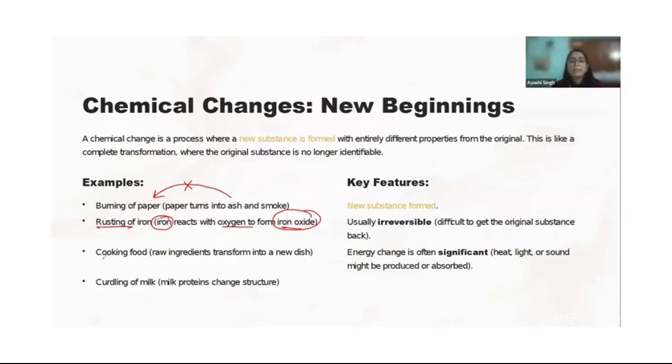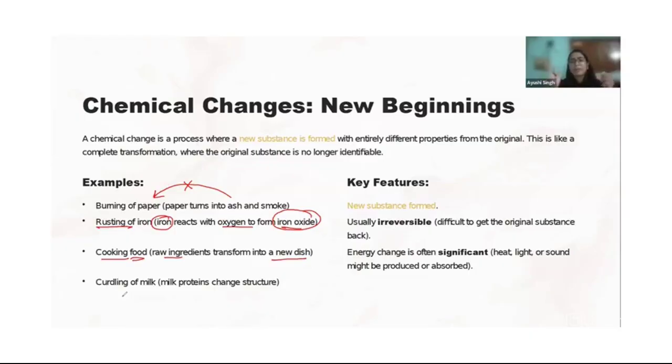Now coming to cooking food: raw ingredients transform into a new dish. If you have cooked food, you cannot uncook it, right? When you are making the dough, that is okay; you are doing some physical activity and changing shape. But after you have taken the dough and made chapati out of it, you cannot go back to make it a dough again. So that is a chemical change.